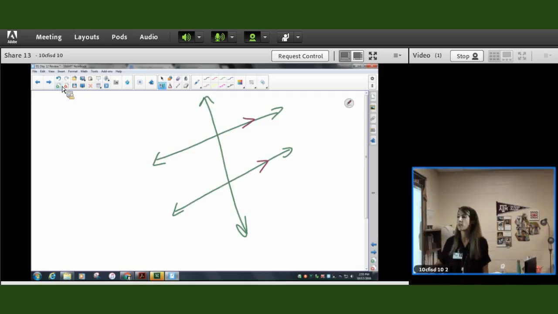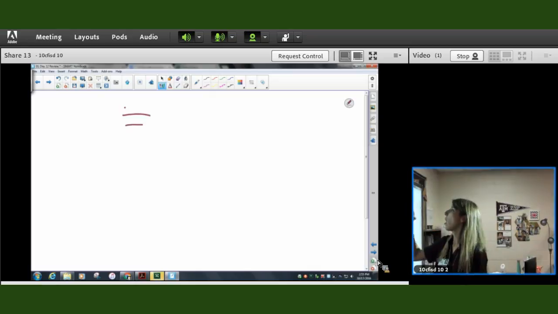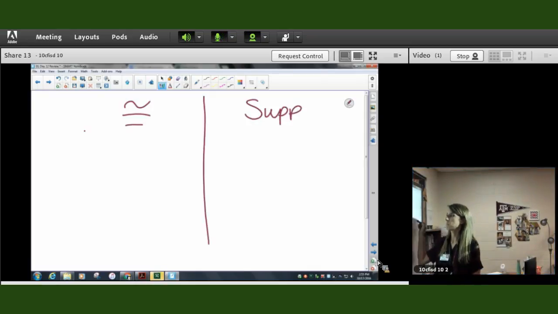Those theorems go something like this. If our lines are parallel, then what kind of angles are these? Then corresponding angles are congruent. If my lines are parallel, then what are these called? Same side interior angles are supplementary. But that only worked if they were parallel.